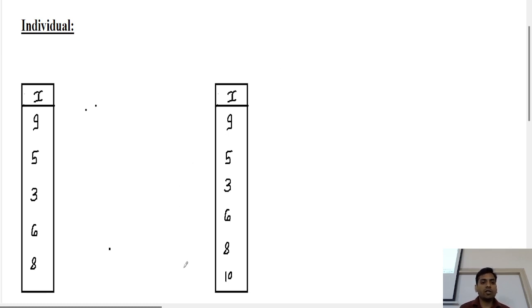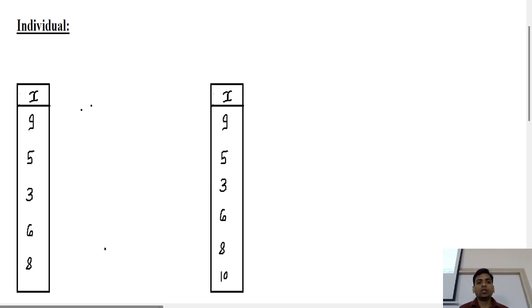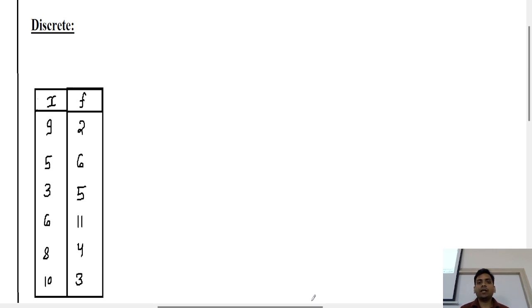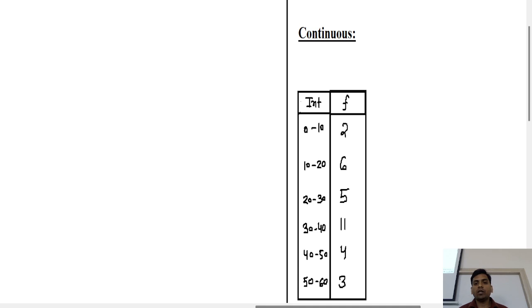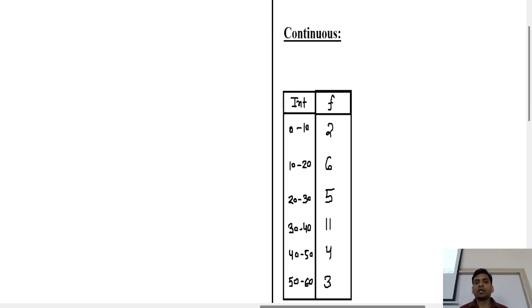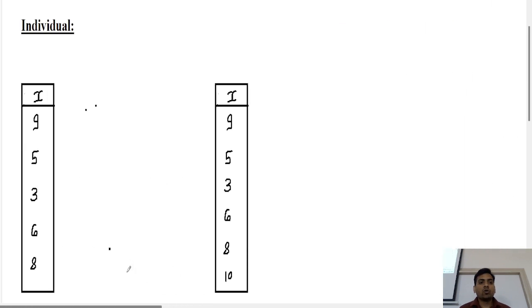In individual data we have only X, just like these two data sets. In the second, discrete data, we have X and F. And the third is continuous data. Continuous data means interval and frequency. So we have these two data sets for individual type, that is only X.